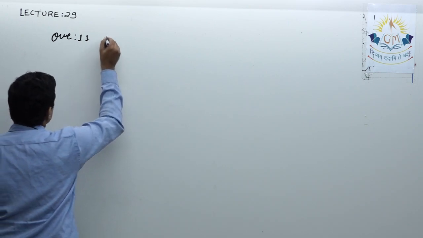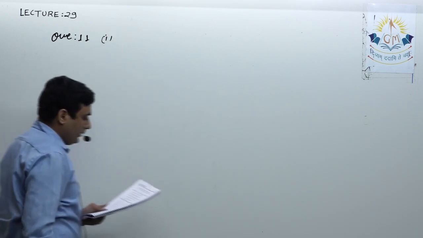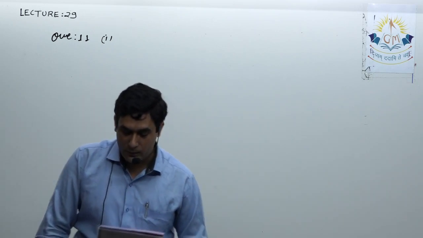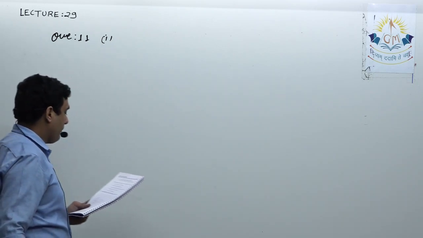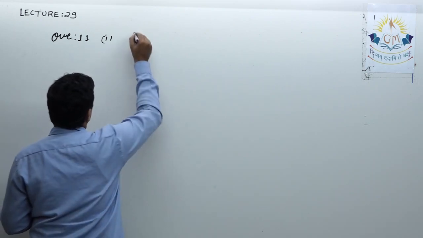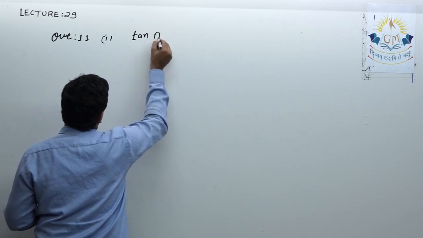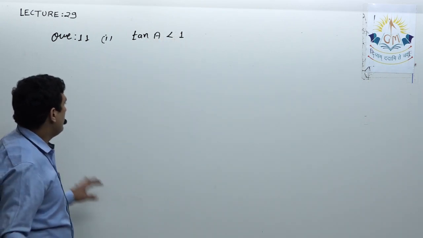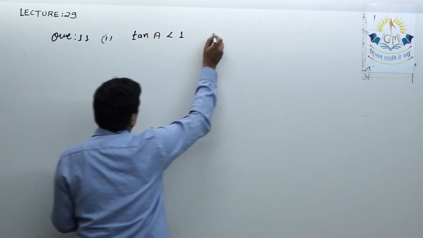See, in question number 11, we have to state whether the given statements are true or false, as well as justify our answer. The first statement is, the value of tan A is always less than 1. They are saying tan A is always less than 1. Let us justify this. First of all, this is false.